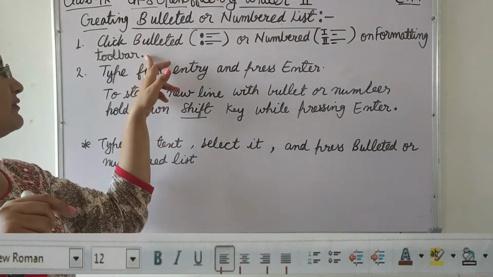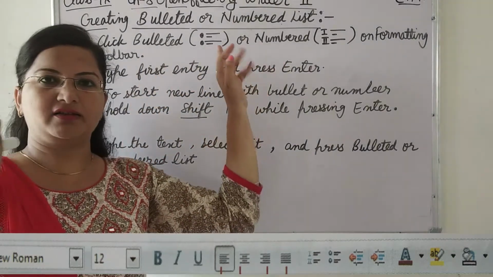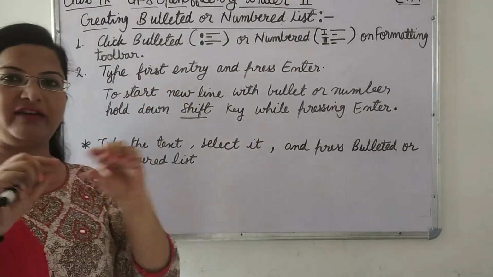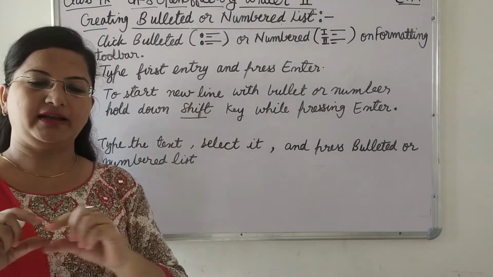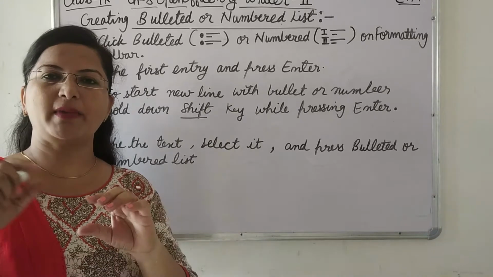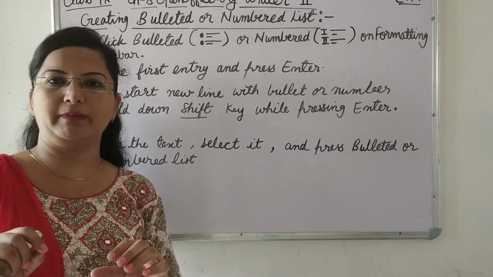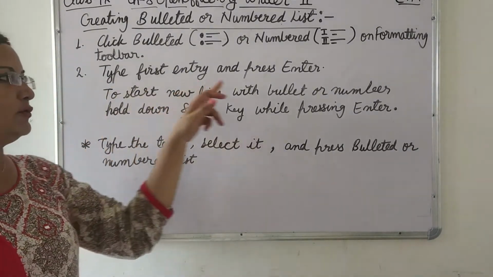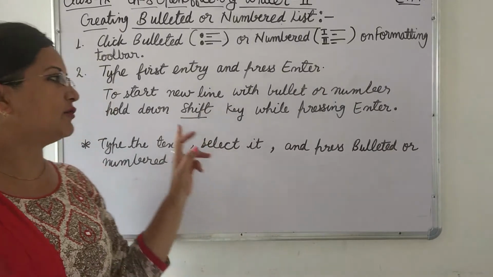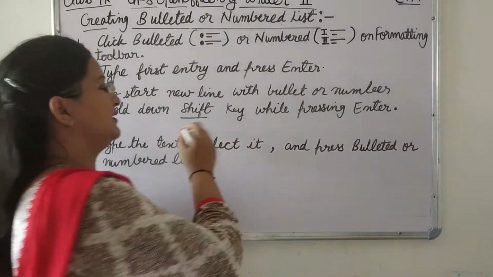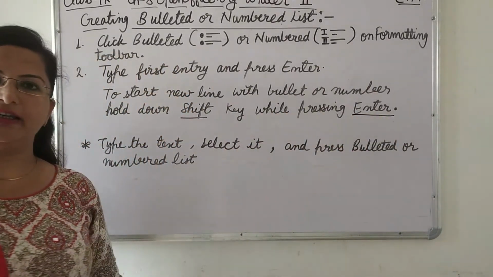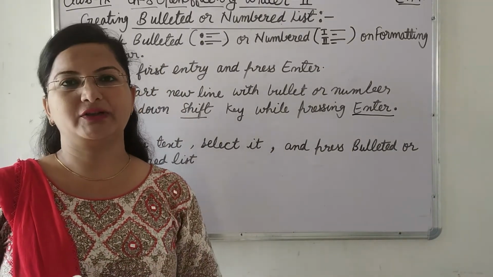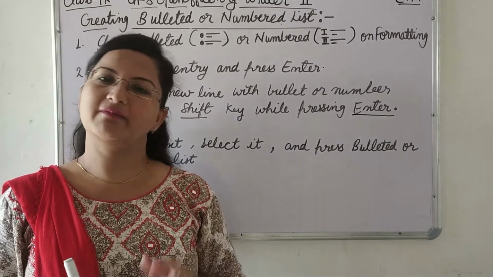The same way, choose any list, bulleted list or numbered list of your choice, and then type the first entry and press enter. Then type a new entry and press enter. Automatically bullets or numbers will appear before every entry. If you don't want any bullet or number, press the shift key and then the enter key. Then the next line that you type will not have any bullet or number before it.